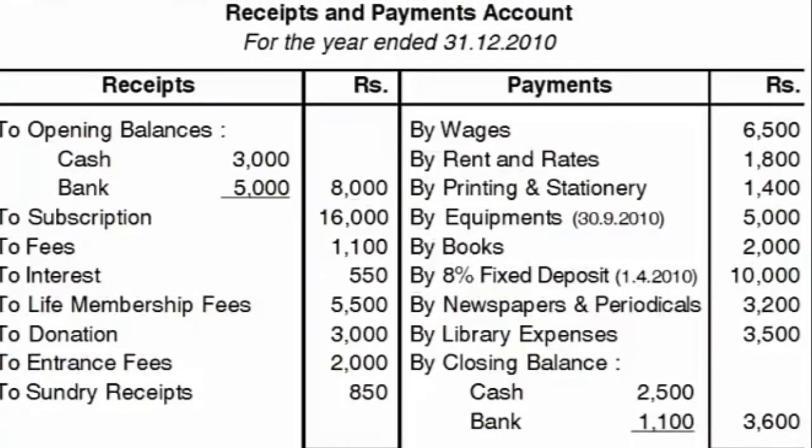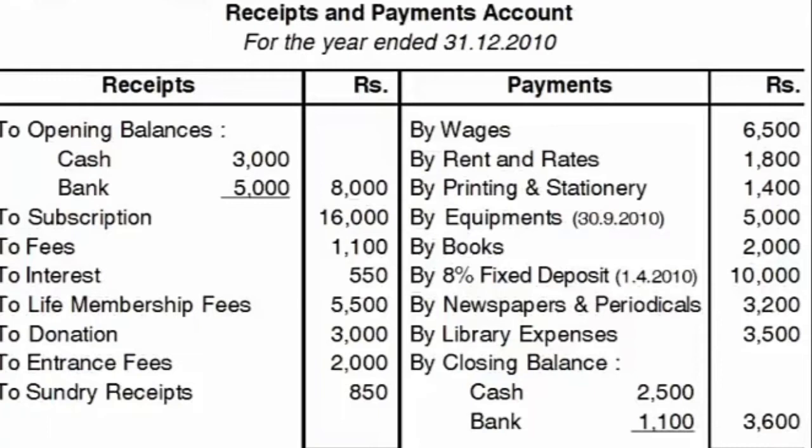One more item is here in receipt and payment account. By fixed deposit, in bracket date 1/4/2010, rupees 10,000. Here also we need to put a mark because we need to verify the interest. Okay, just put a mark here. In this question, we need to prepare one income and expenditure account and two balance sheets, current year balance sheet and previous year balance sheet. So first we can draw income and expenditure account and current year balance sheet and previous year balance sheet.